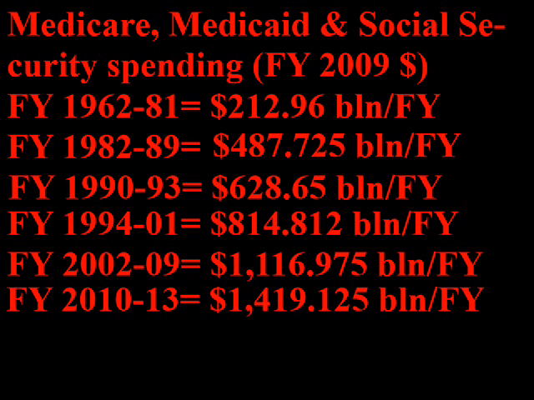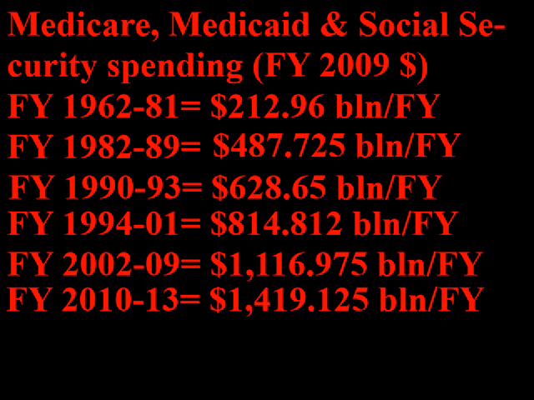You can see it's just growing exponentially. It's out of control. Under George Herbert Walker Bush, it was over $628 billion a fiscal year. Under Billy Boy Clinton and his Congress, his Republican Congress, $814.812 billion a fiscal year. And it was under George W. Bush that the first time it cost over $1 trillion in fiscal year 2003, and the average for his entire presidency under him and his Congress, $1,116,975,000,000 a fiscal year. Over $1.1 trillion average per fiscal year.